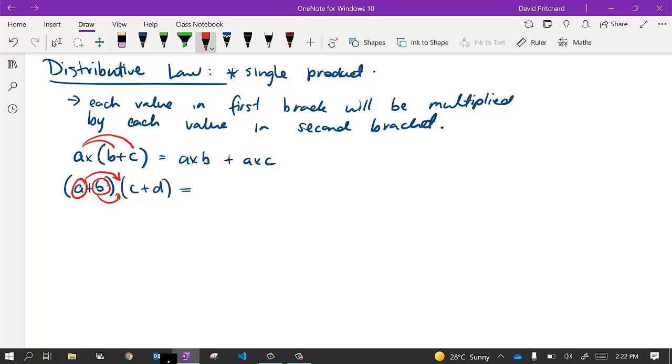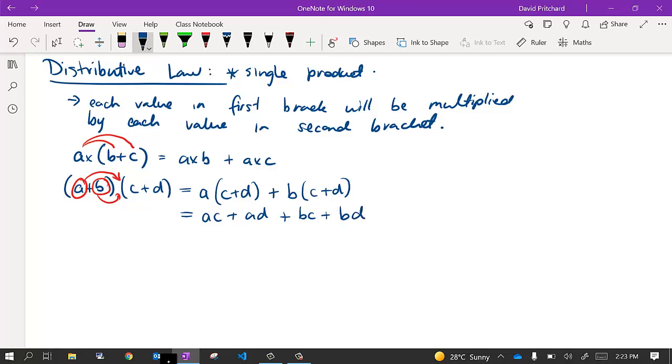So we normally step this out a lot quicker, but the idea is that we're saying that A is multiplied by C plus D, and also B is multiplied by C plus D. So now by expanding a second time, we end up with AC and AD and BC and BD.